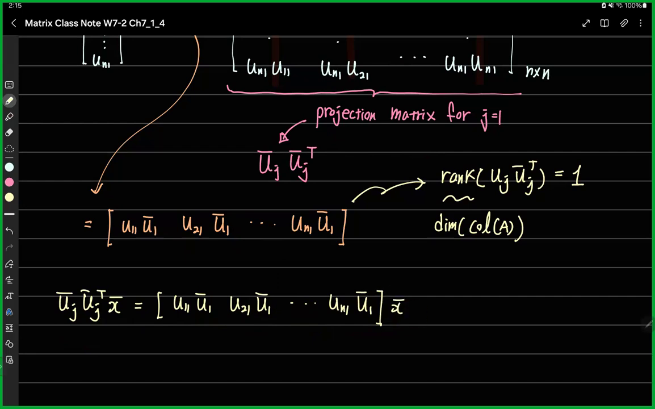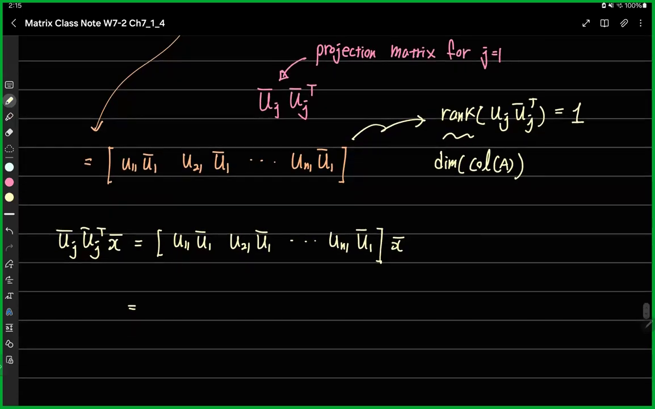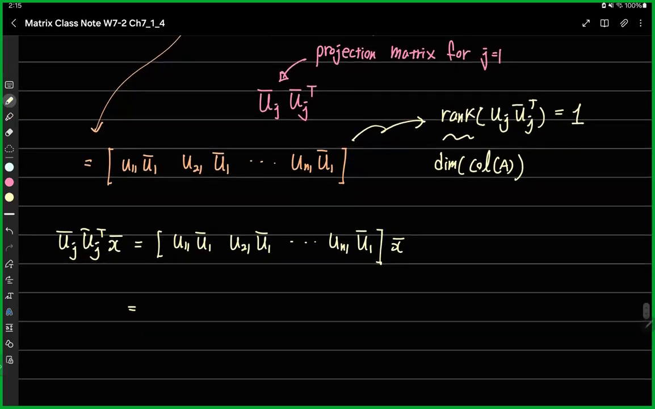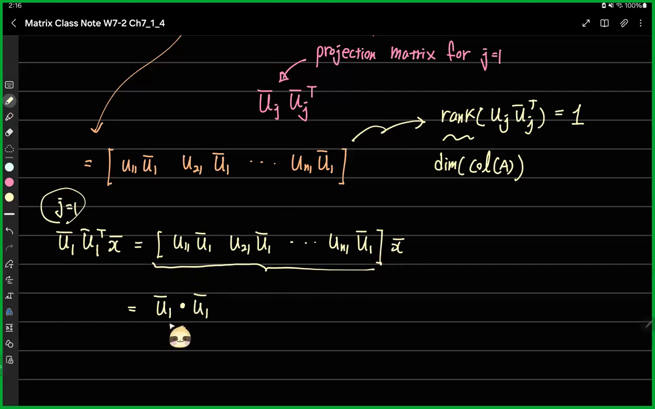And then x bar, that is equal to what? Let me use 1 instead of j. It's easy to generalize, right? Because I just look at the particular case, j equals 1. Then u1 dot product with u1, isn't it?